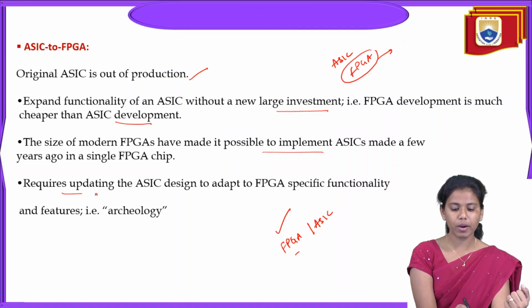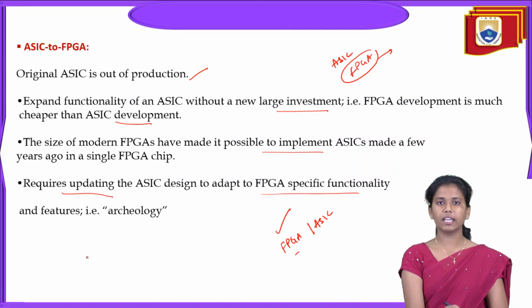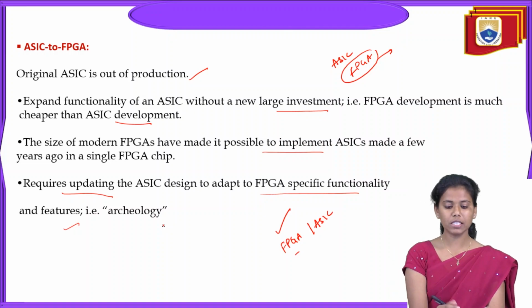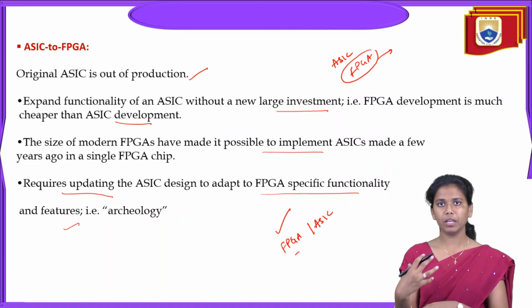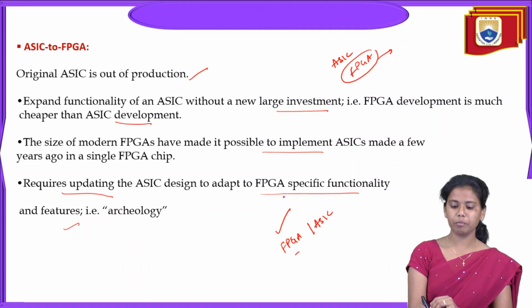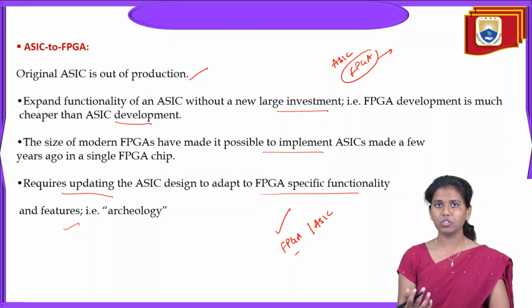Okay, and then it requires updating the ASIC design to adapt FPGA specific functionality and features. So for example, in the architecture, we can see that there are many things to sort out, right? In that many things, we can see that it requires updating the ASIC design. The FPGA requires the updations from the ASIC designs. Updations from the ASIC design are very much needed, and also the FPGA specific functionality is much required along with the features.